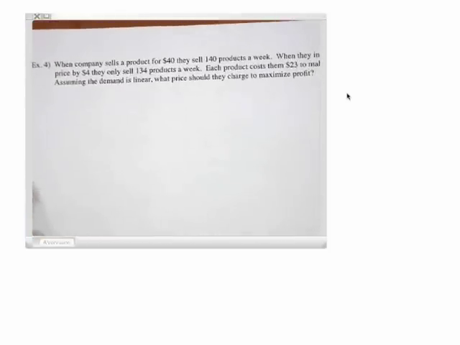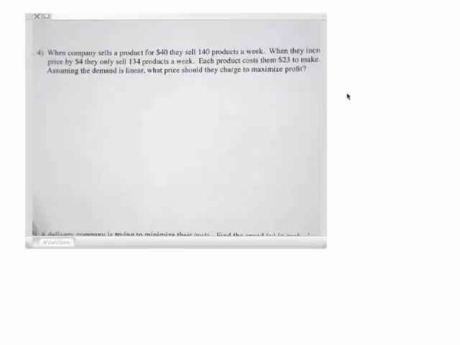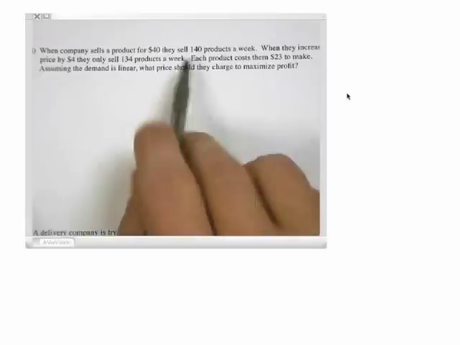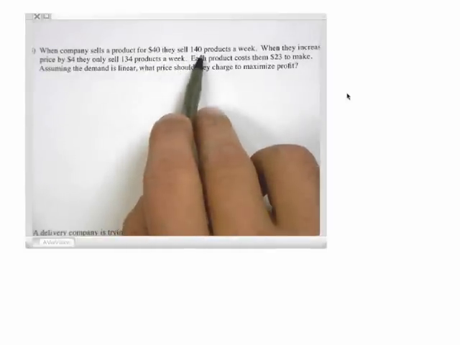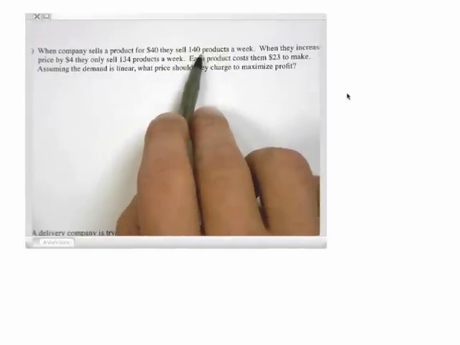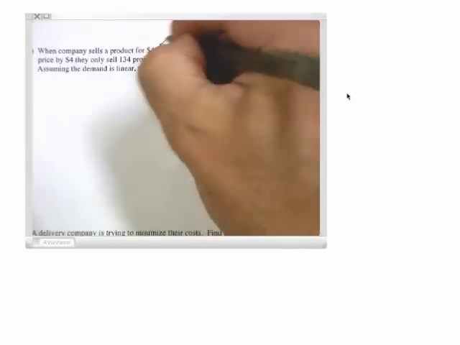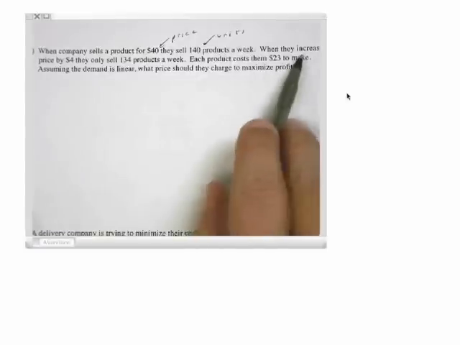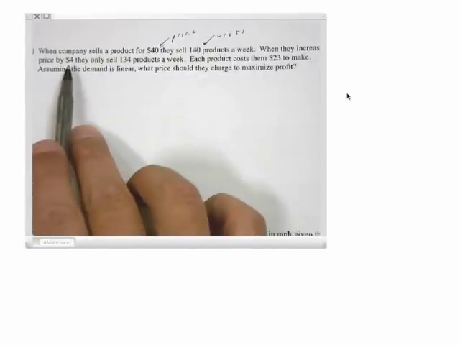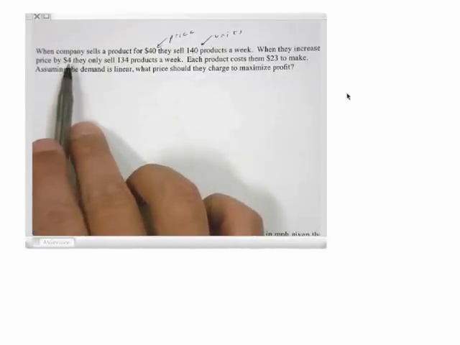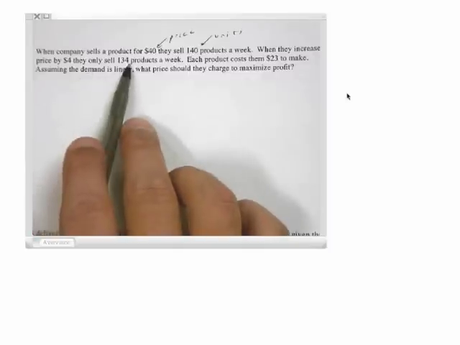All right, let's take a look at this one. Okay. Example 4 says, when a company sells a product for $40, they sell 140 products a week. Okay? So there's my units sold. There's my price. When they increase the price by $4, okay, so we're going to change the price by $4, they only sell 134 products a week. Okay?